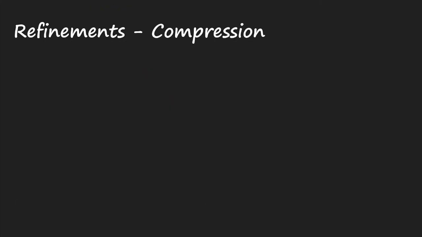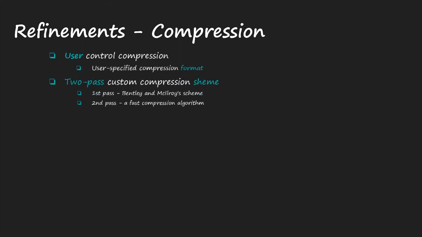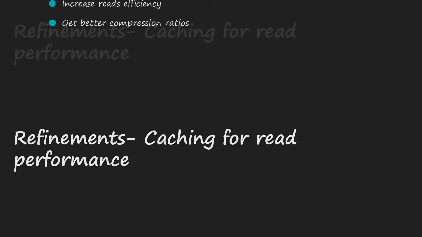Another refinement is compression. Users are able to control compression, deciding which locality groups or SSTable blocks to compress. Normally, most users use a two-pass custom compression scheme. By doing this, they increase read efficiency by shortening the decompression time, since a small portion can be read directly without decompressing the whole file. It also helps to get a better compression ratio because locality groups enhance the performance of the compression algorithm.